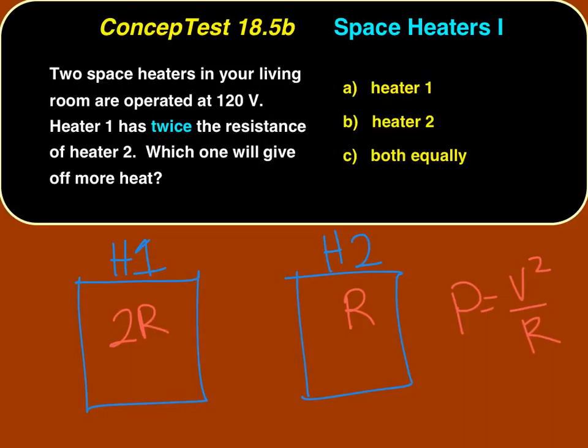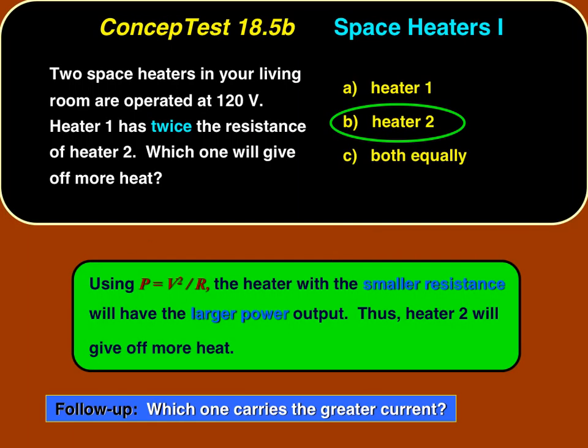So let's see, this is totally related to the last question. If we have less resistance, doesn't that mean if this is small, then this is big? Less resistance means greater power output. So hopefully they tell us that heater 2 gives off more heat because it has less resistance. So, alright, that sounds good. Smaller resistance, larger power output because more current flows.